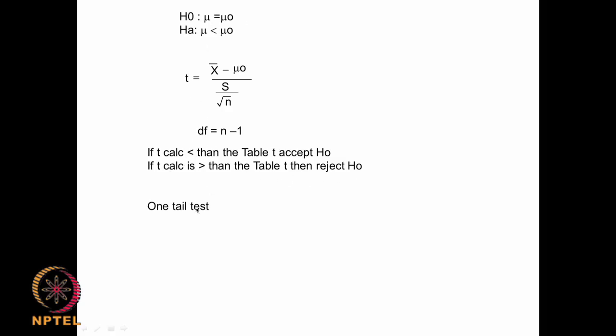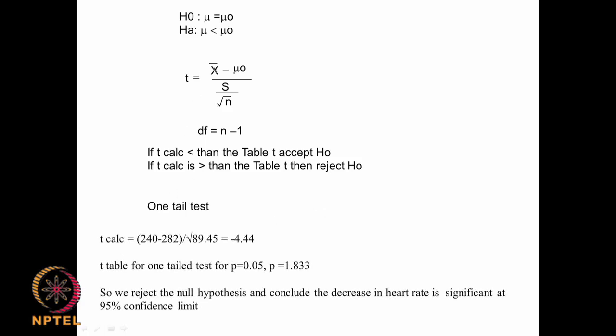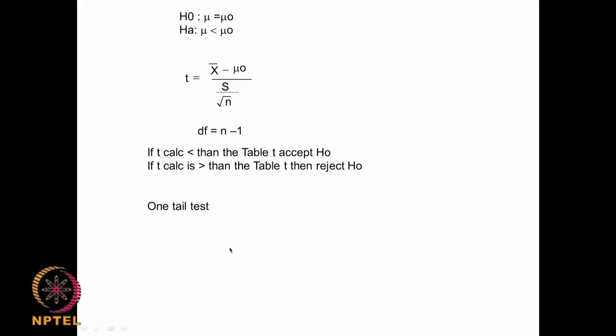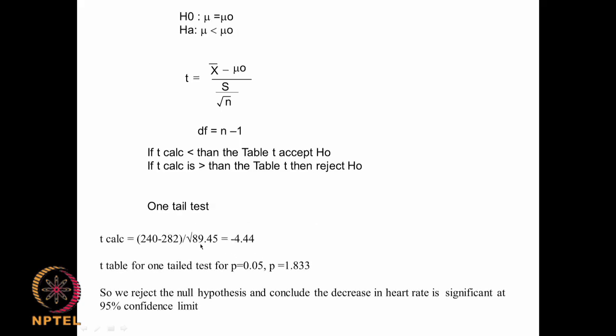Here it is a one tailed test. Please remember, because we are talking about this type of situation, we are not saying mu not equal to mu naught, that means less or more, but we are specifically talking about mu less than mu naught. So it is a one tailed test, simple. So we calculate t: I know 240, the other one is 282. If you remember, we got 89.45, so square root of 89.45 is what I need to put here. So 240 minus 282, I will get minus 4.44.